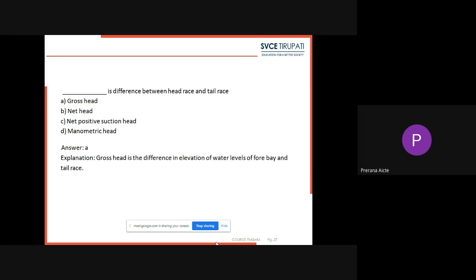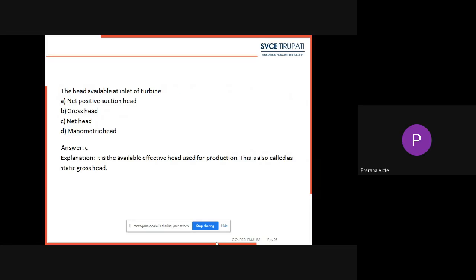Next question. What is the difference between head race and tail race? It is known as gross head. Gross head is the difference in elevation of water levels of the fore bay and tail race. Next question. The head available at the inlet of the turbine is the net head. The net head is the effective head available and used for production. This is also called the static gross head.